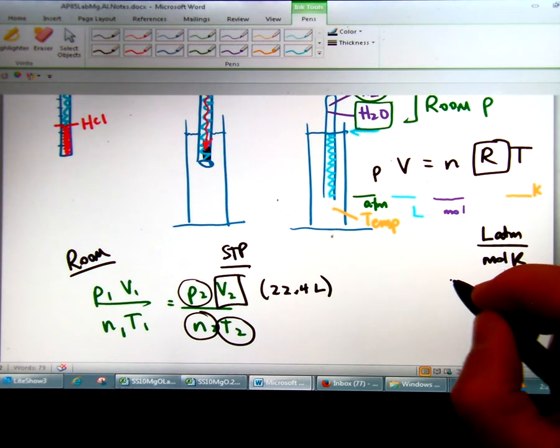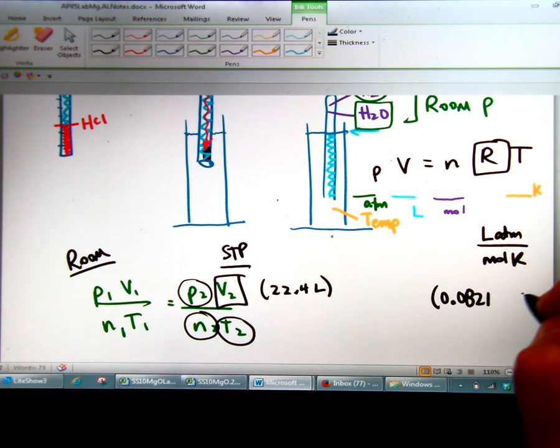And for this, of course, you were hoping to get 0.0821 liter atmospheres per mole Kelvin. That's the lab we're going to be doing tomorrow.